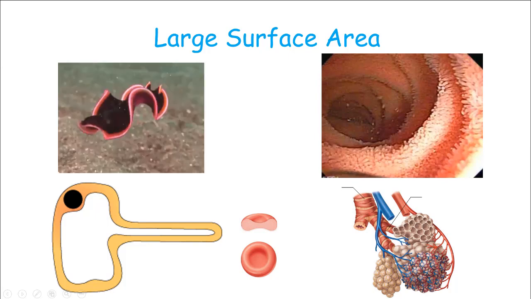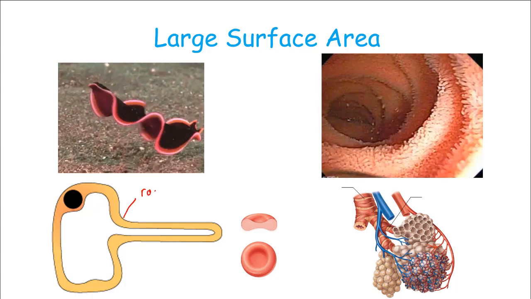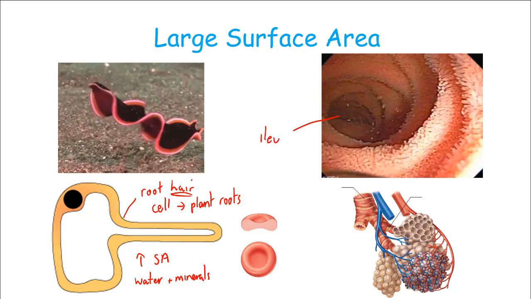Now this part just shows us some other examples of where we have cells with a large surface area. So this is a root hair cell. It's not found in your hair or in your scalp. It's found on plant roots. And it has this little bit because it increases the surface area so that the plants can absorb more water and minerals. This part shows the ileum. These little wee bumpy things are villi, and they also increase the surface area.